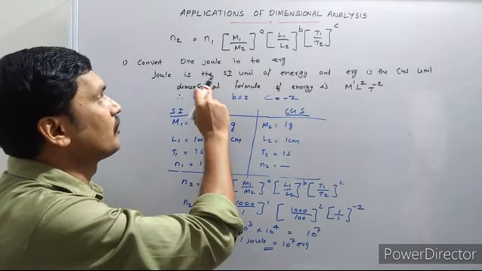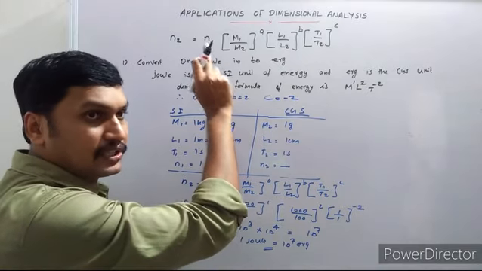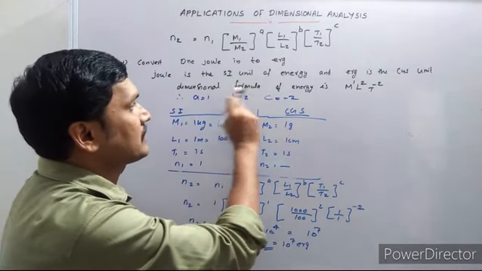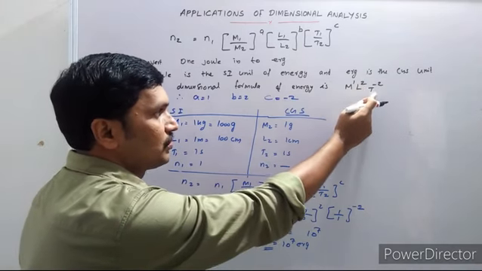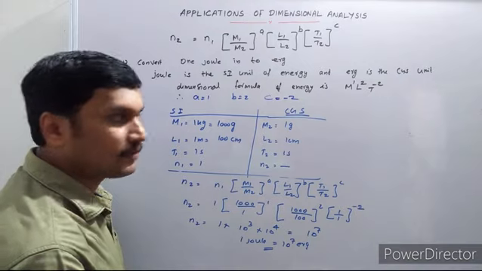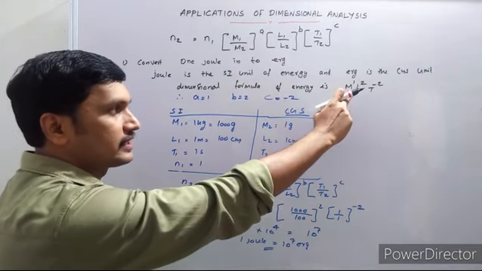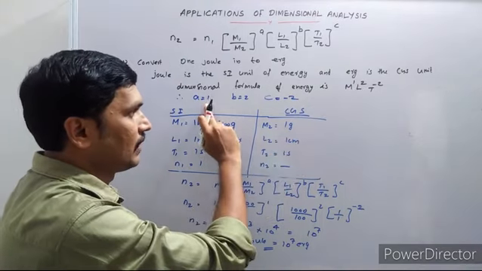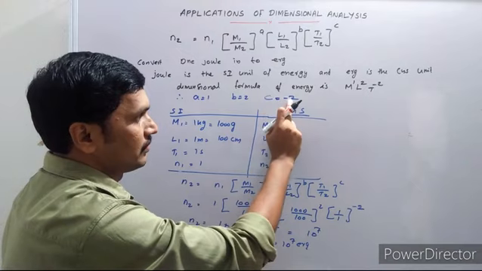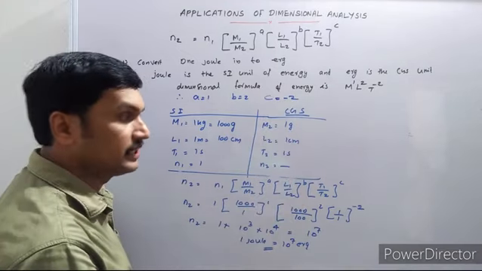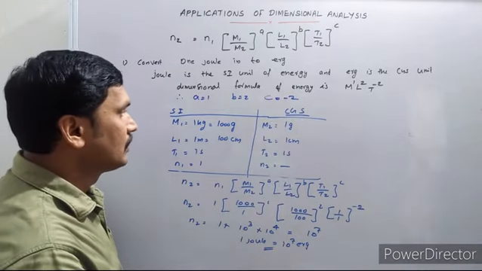So first identify what the physical quantity is. Joule is actually a unit of energy. So we can write the dimensional formula of energy as M raised to 1, L raised to 2 and T raised to minus 2. So find A, B and C. A is equal to 1 because it is the power of M. B is equal to 2, the power of L. And C is equal to minus 2, the power of time, T raised to minus 2.